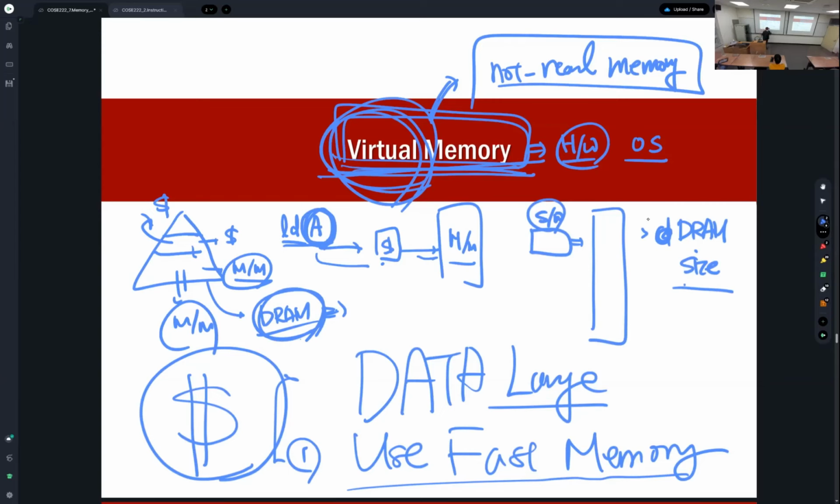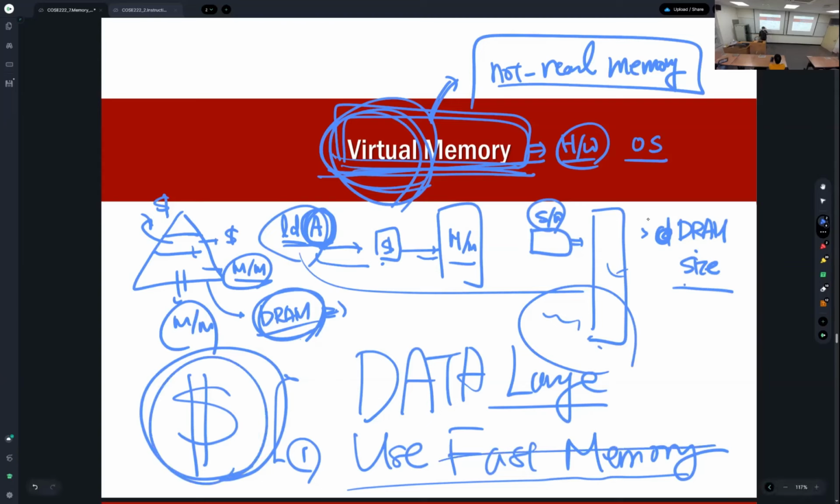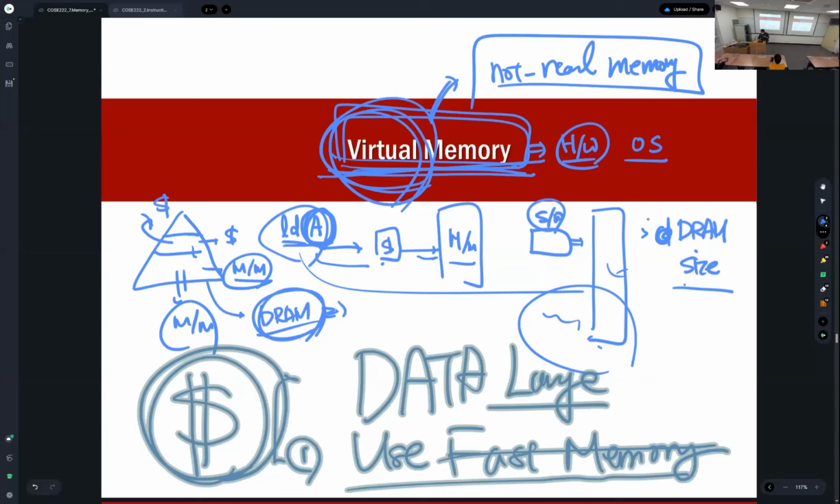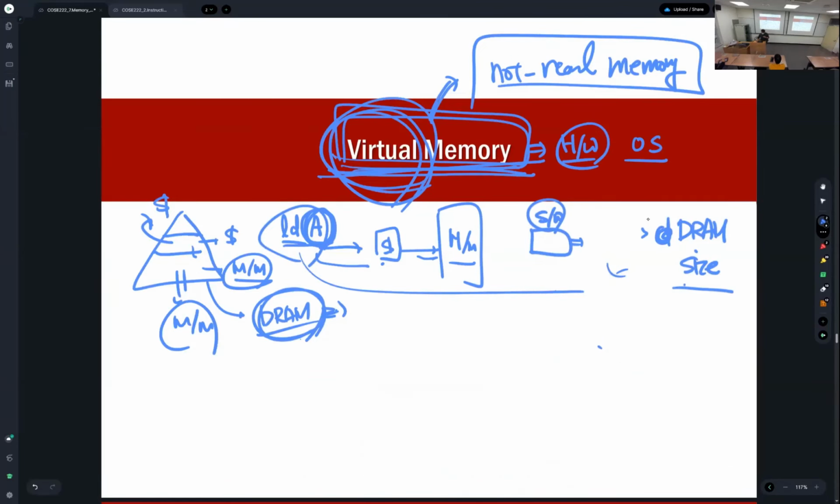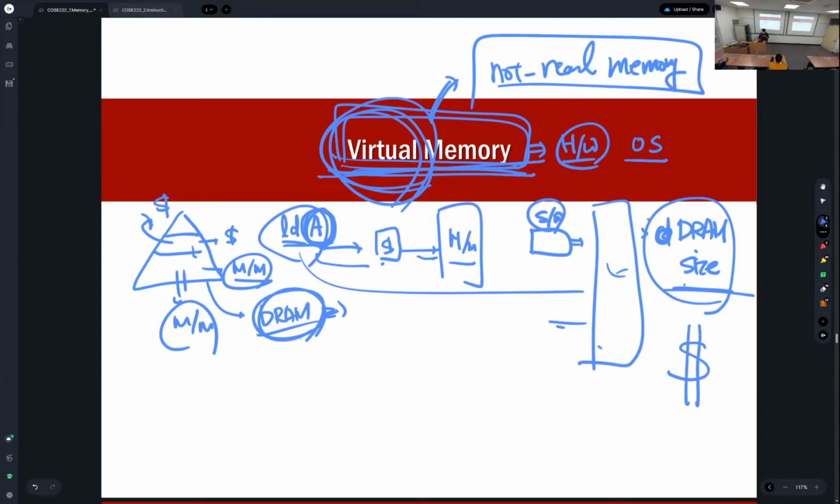Even though the software uses the load instruction, which accesses the data in the main memory, the data size is very large, but we want to use fast memory. So we use cache. It's the same for the software application. Software wants to use a large amount of data, but the DRAM size is small. How? We can use DRAM like a cache.